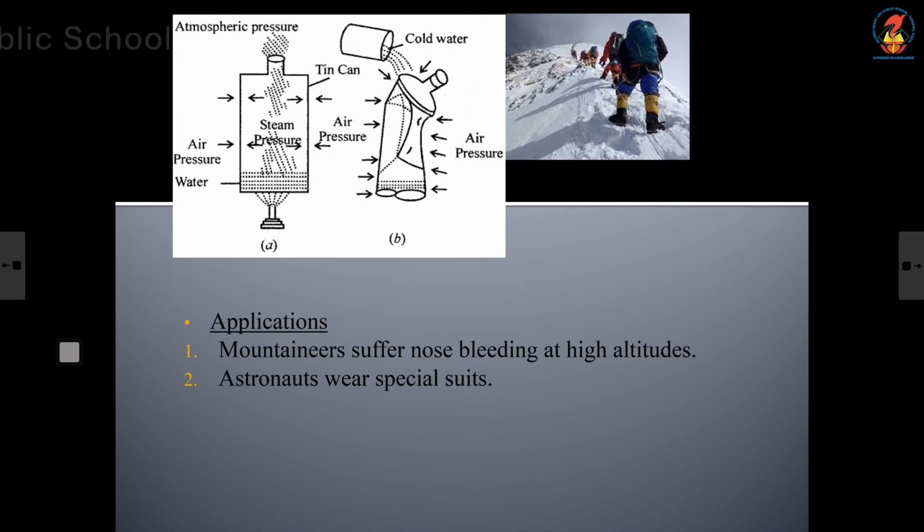Inside the bottle, steam is there. When you pour cold water, that steam will be converted to water. That is, condensation will take place and inside the bottle the pressure will be very less, but outside the pressure will be more.